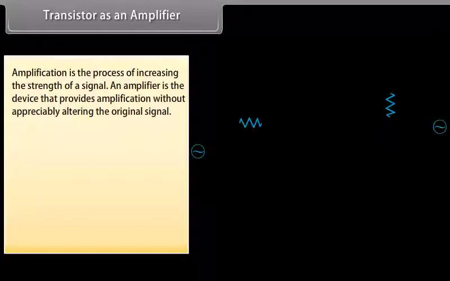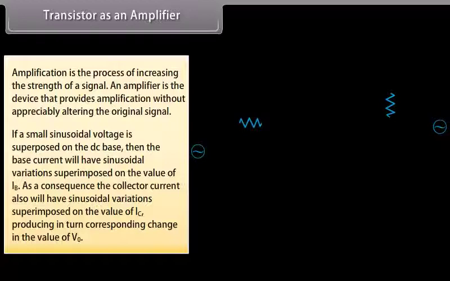Transistor as an amplifier. Amplification is the process of increasing the strength of a signal. An amplifier is a device that provides amplification without appreciably altering the original signal. We consider the operating point of the transistor somewhere in the middle of this active region. The DC voltage VCE is equal to VCC minus ICRC and would also remain constant. The operating values of VCE and IB determine the operating point of the amplifier.